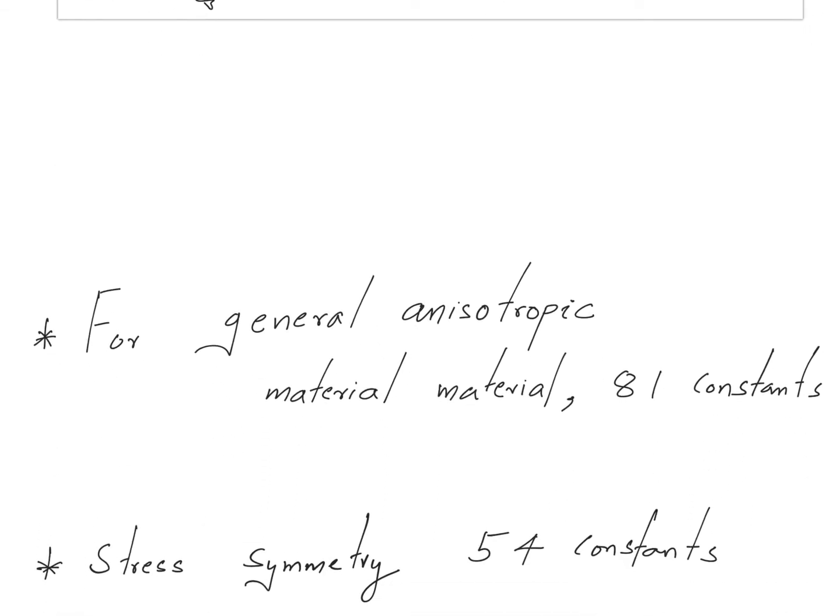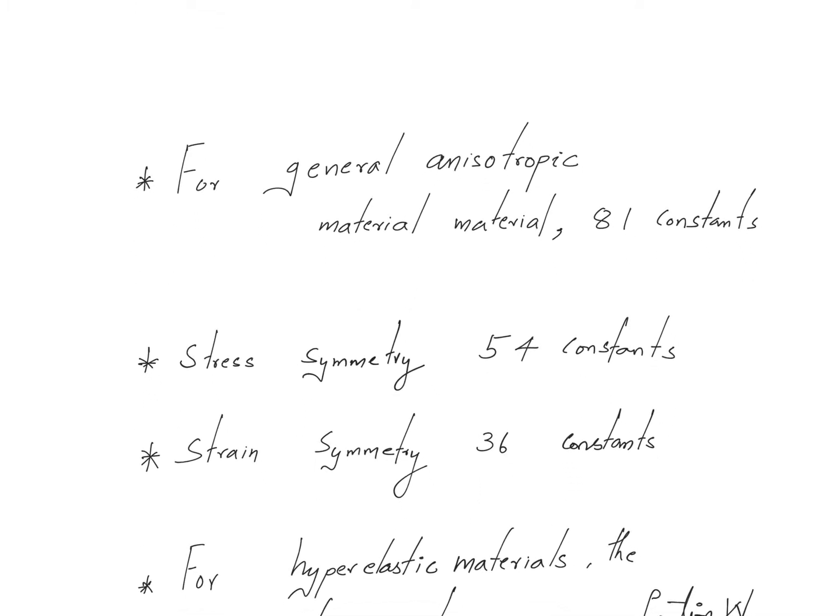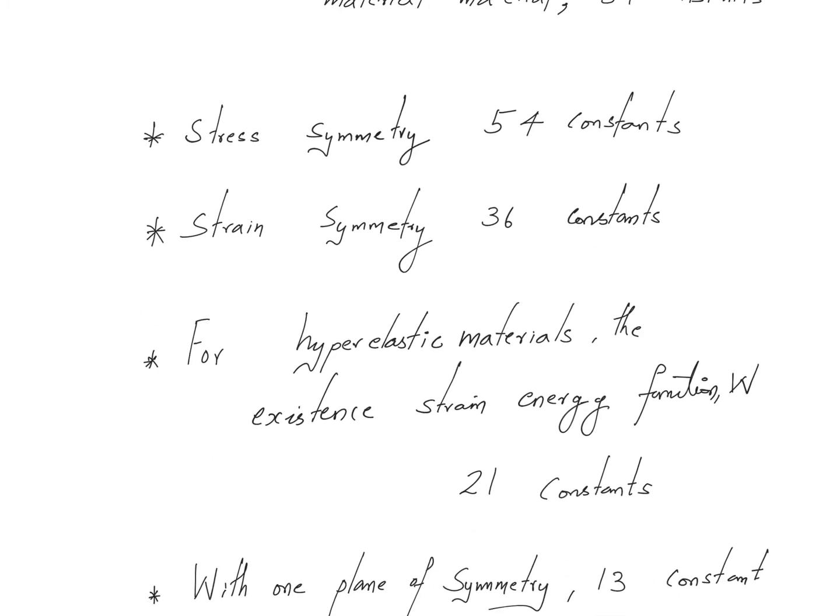Now regarding this question, let me tell you a few other things. For a general material, normally there are 81 constants, and then we will bring the number of constants down step by step. By invoking stress symmetry, we will bring it to 54. Then by invoking strain symmetry, we will further bring it down to 36. Then for hyperelastic materials, because of the existence of the strain energy function, you can bring down the number of constants further down to 21, in fact.